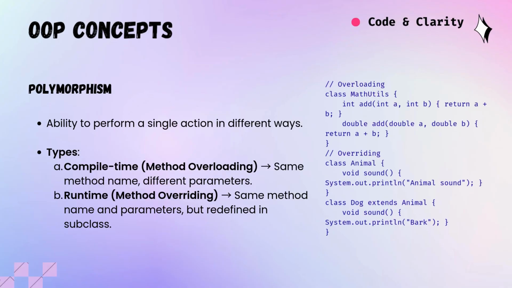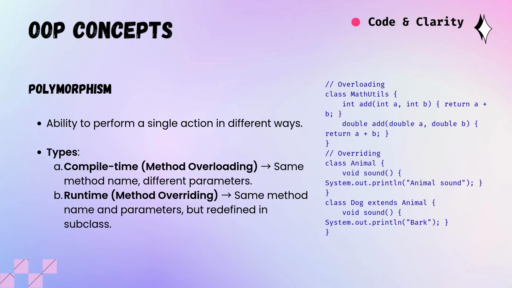Now we'll be discussing the third pillar, that is polymorphism. The word polymorphism may sound fancy, but it just means many forms. Think about the word run. A human runs, a dog runs, a program can run. The same word is used, but it's done differently depending on who or what is doing it. In code also, we can have the same method name but different implementations. That's polymorphism basically. So polymorphism is the ability to perform a single action in different ways.